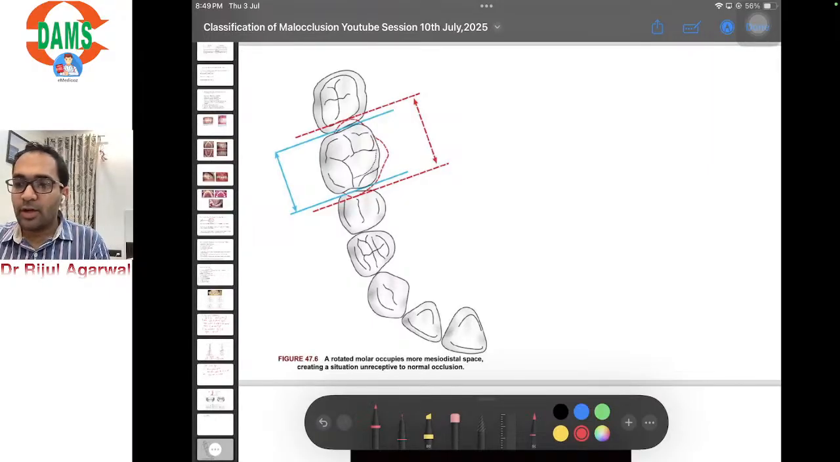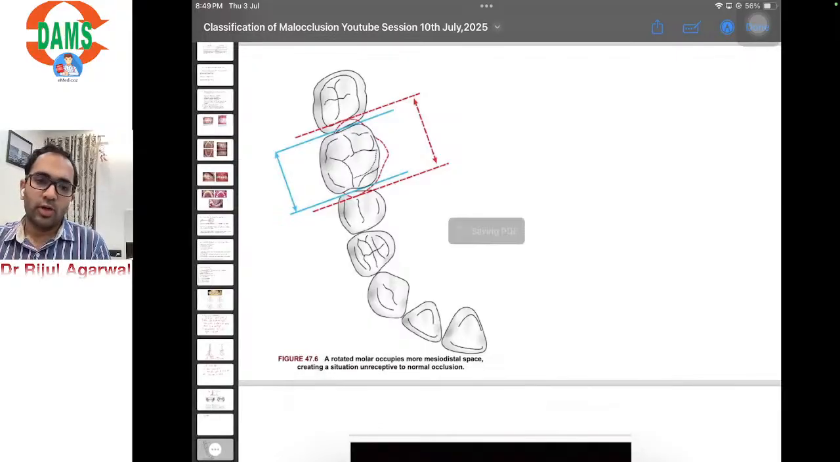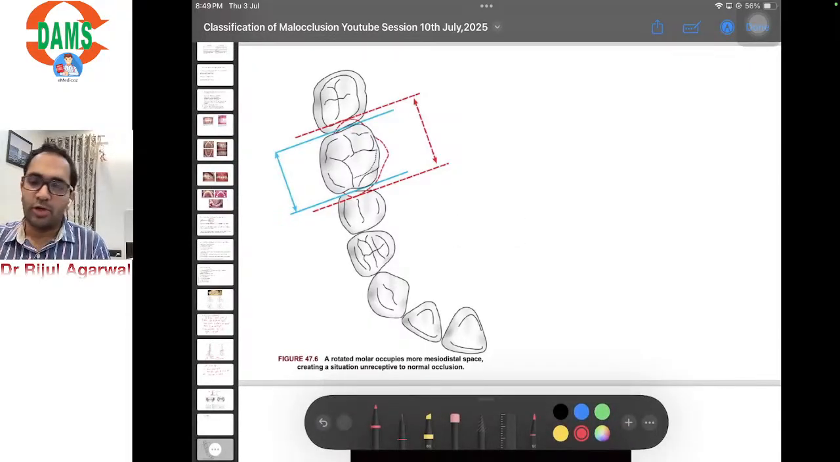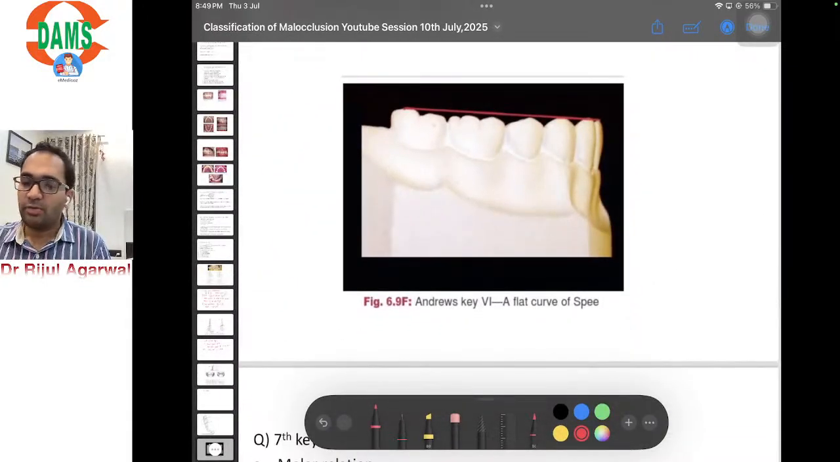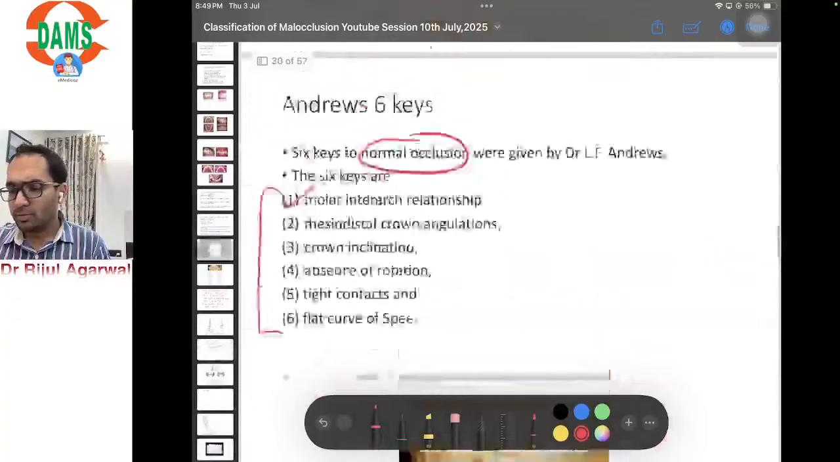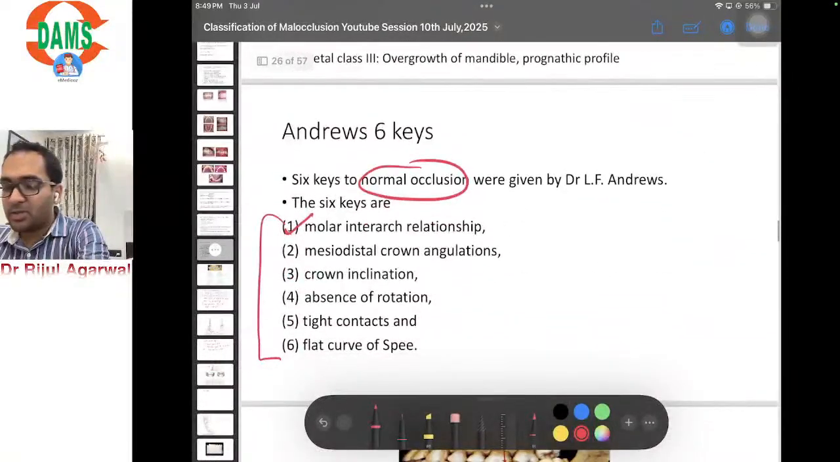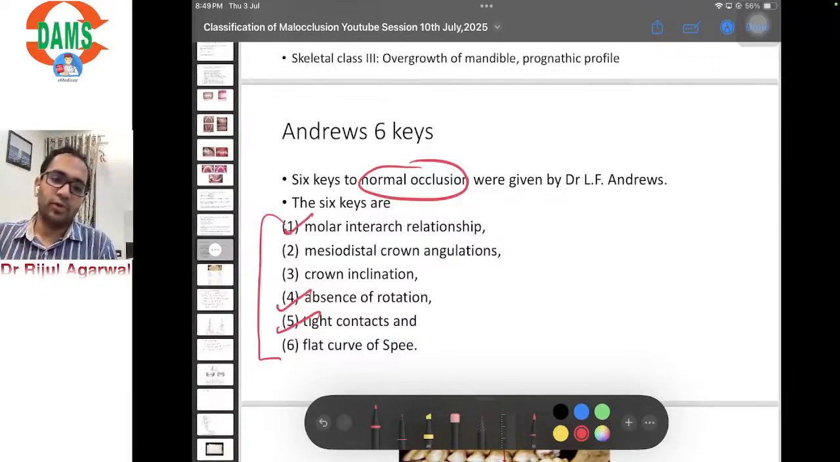If the teeth are rotated, there will be spacing, and spacing will lead to crowding. Spacing will lead to not a normal occlusion. Next is the sixth key, that is flat curve of Spee. Absence of rotation and tight contact are the fourth and fifth keys. So there should be no rotation and there shouldn't be any spacing between the teeth. And lastly, the curve of Spee should be flat.